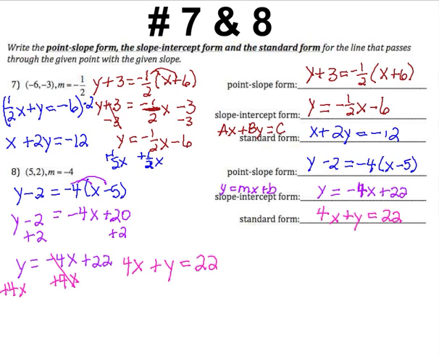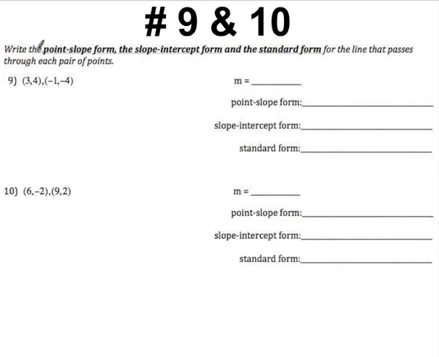Okay, number 9 and 10. Let's see if we can get there. Okay, so now we're going to do the same thing, except we're not given a point and a slope. We actually have to figure out the slope. We know the first thing we do anytime we have 2 points is to find the slope. We know we can do that. If you need to, you can still be labeling at this point. I'm not going to because I don't need to. So negative 4 minus 4 over negative 1 minus 3 equals negative 8 over negative 4, which reduces to 2. Okay, so our slope is 2.